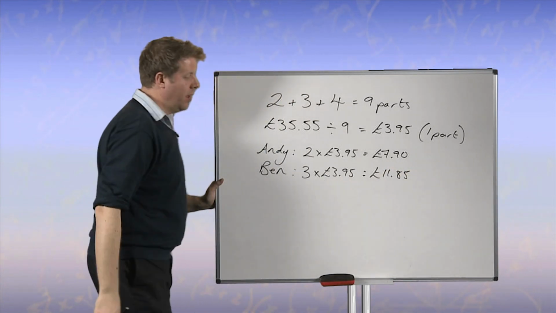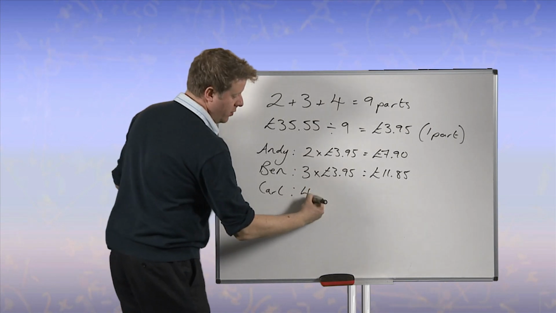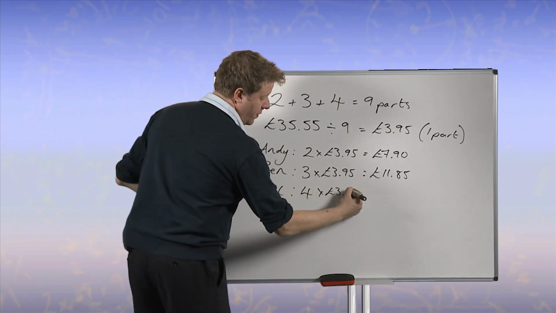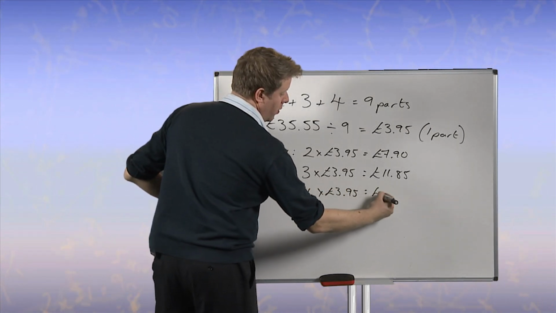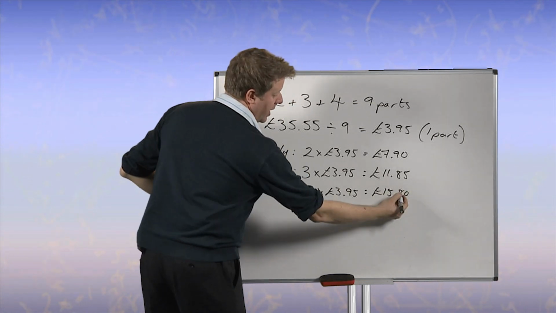And finally, Carl, well, Carl receives 4 parts of the ratio, so he'll get 4 lots of £3.95, which gives him a total amount of £15.80.